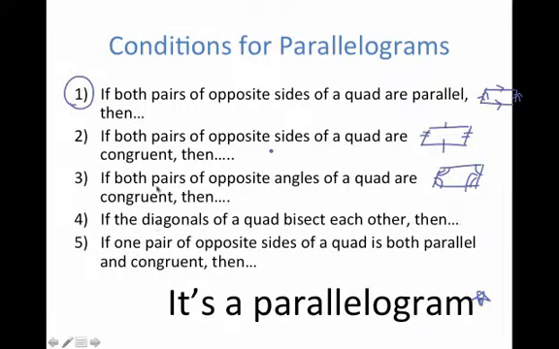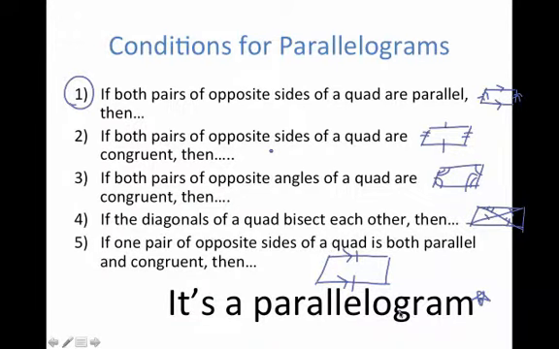The third theorem says if the diagonals of a quadrilateral bisect each other, then it's a parallelogram. So if I just have a quadrilateral and I know that the diagonals bisect each other, I know it's a parallelogram. And the last theorem says if one pair of opposite sides of a quadrilateral is both parallel and congruent, then it's a parallelogram. So say I have a quadrilateral and I just know that this side is congruent to this side and it's also parallel to this side, then I can say it's a parallelogram. I don't need to know anything about the other sides.